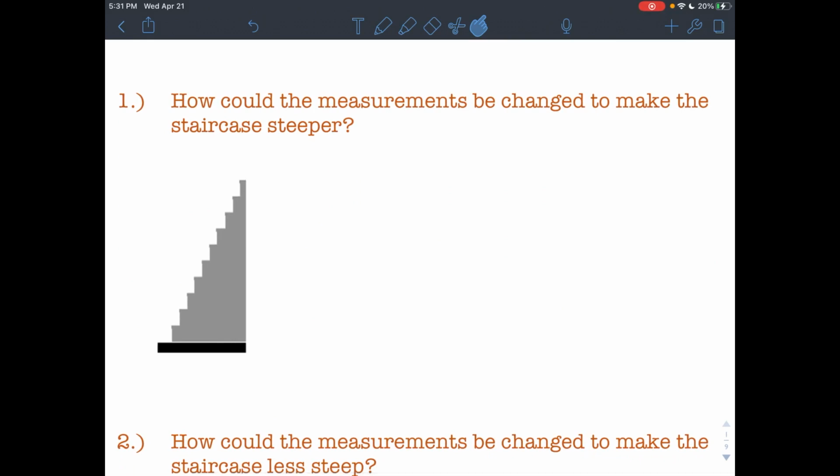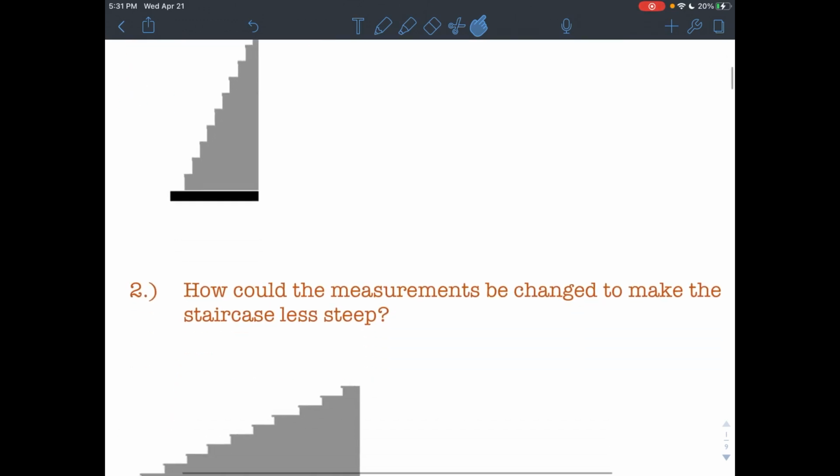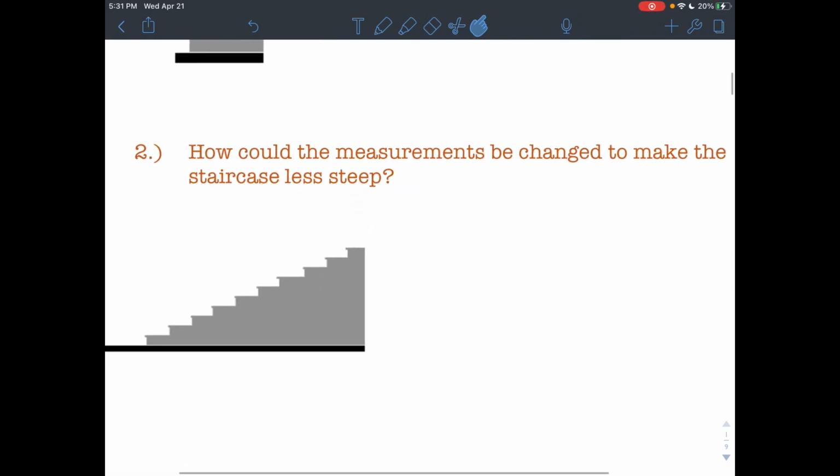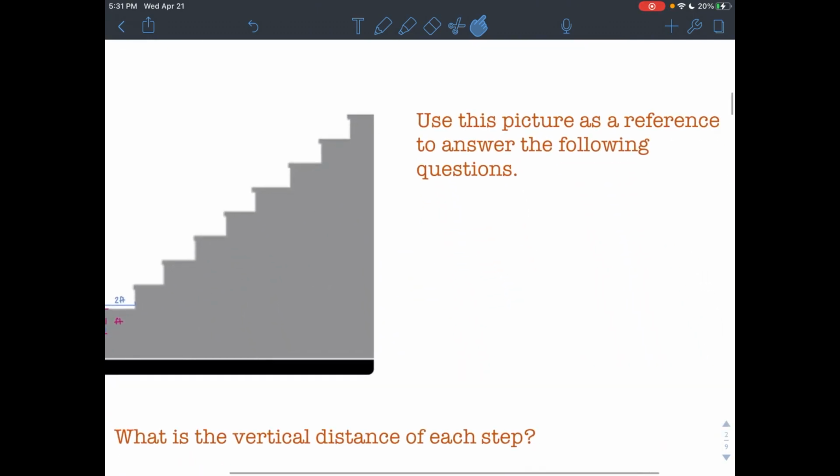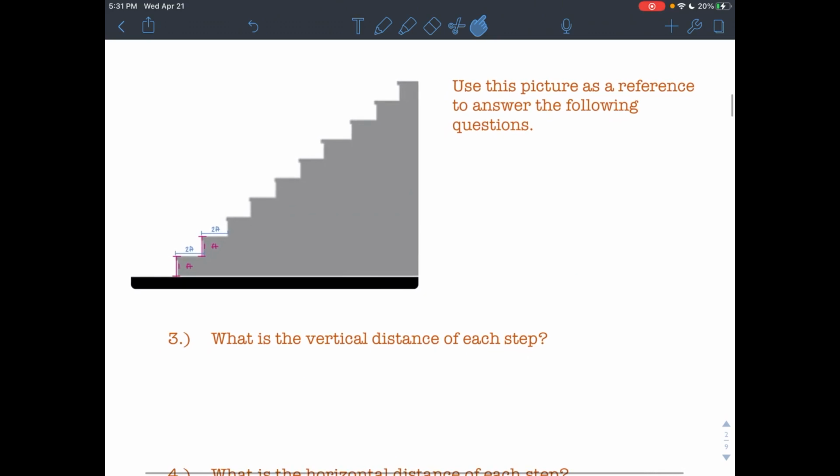I ask a few simple questions. How could the measurements be changed to make the staircase steeper? How could the measurements be changed to make the staircase less steep? Then you are going to use this picture as a reference for the next few questions. You're going to just fill them in.